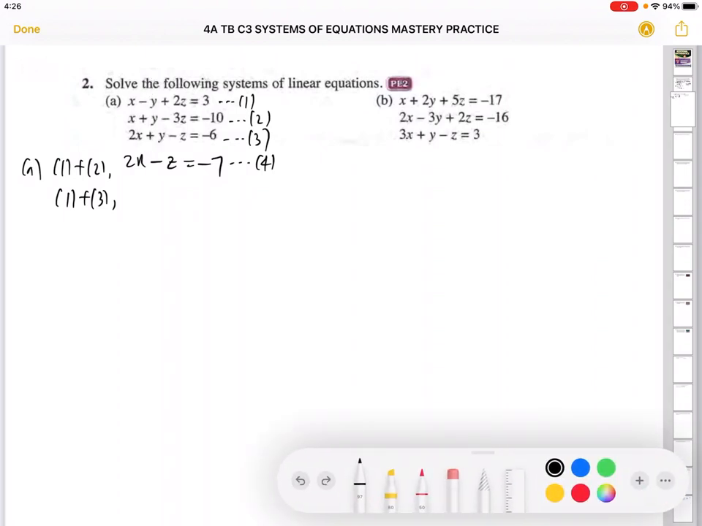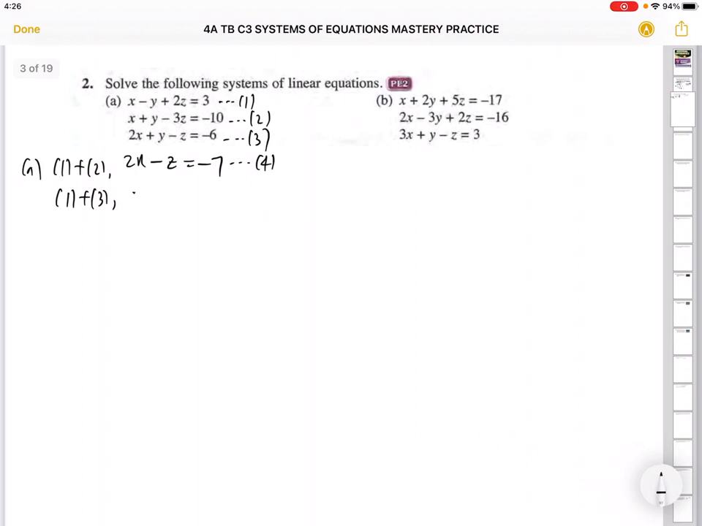So I'm going to take 1 plus 3, so I get 3x plus 2z plus -z is 1z. The result is going to be -3. Yeah, minus 3 plus -6 is -3. So this is equation number 5. The next thing is we just take equation 4 plus 5. It's quite easy because minus z plus z is just 0. 2 plus 3 is just 5. Minus 7 minus 3 is -10.